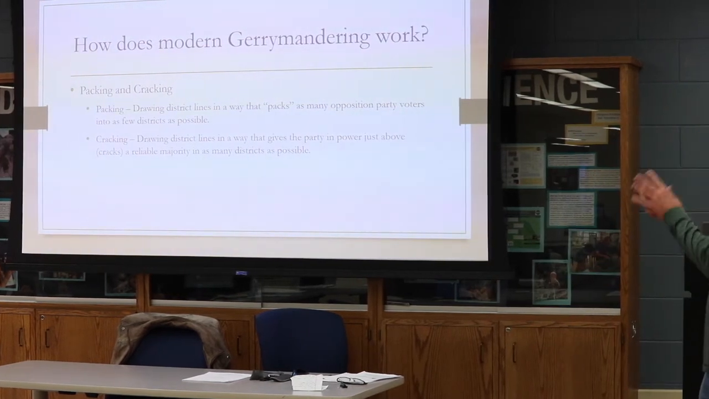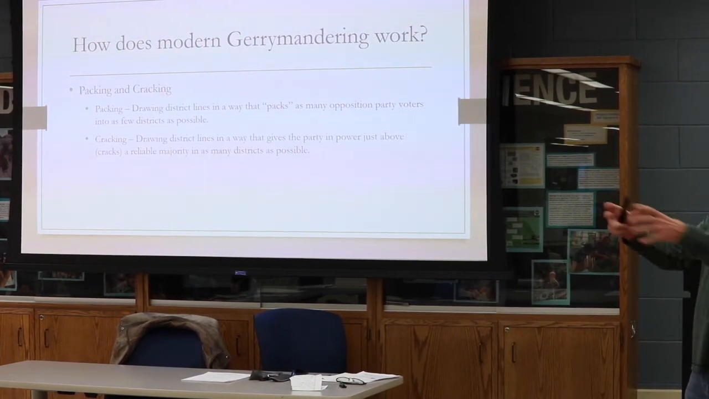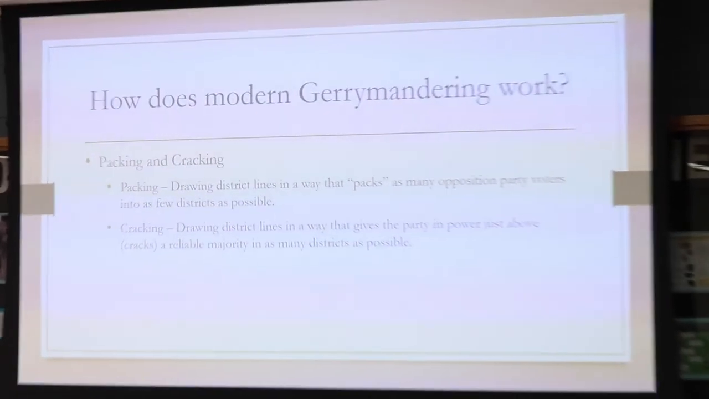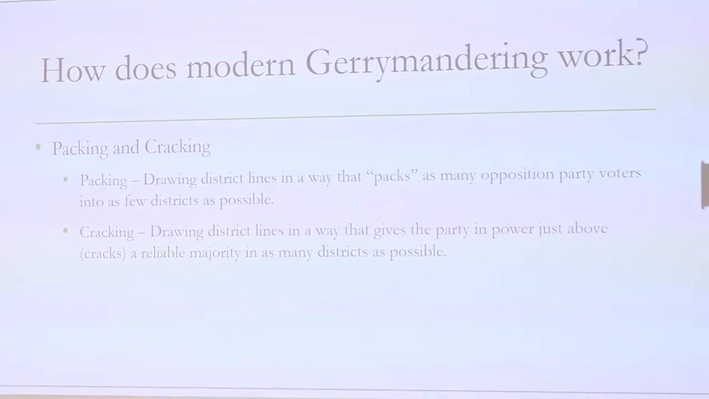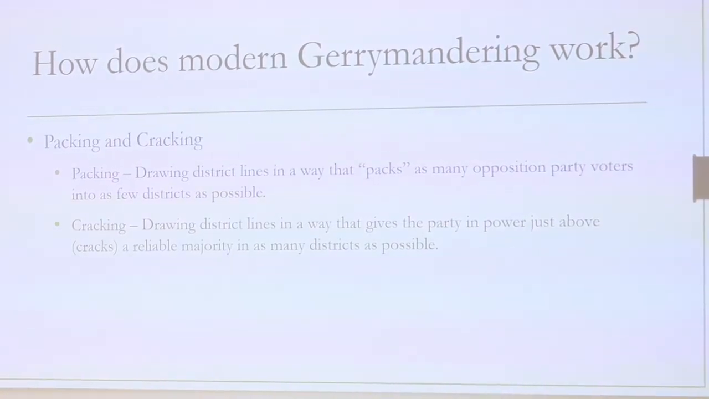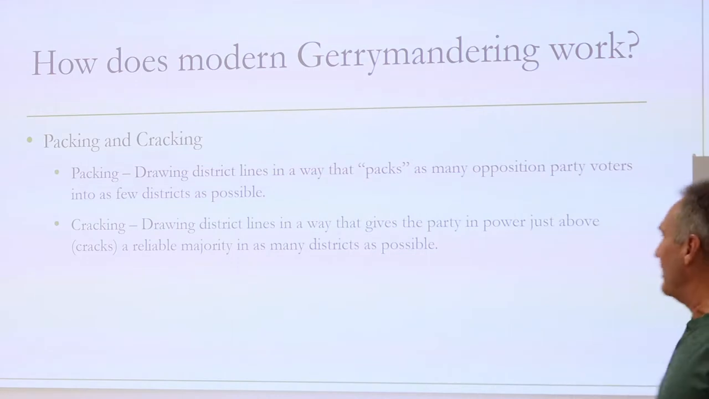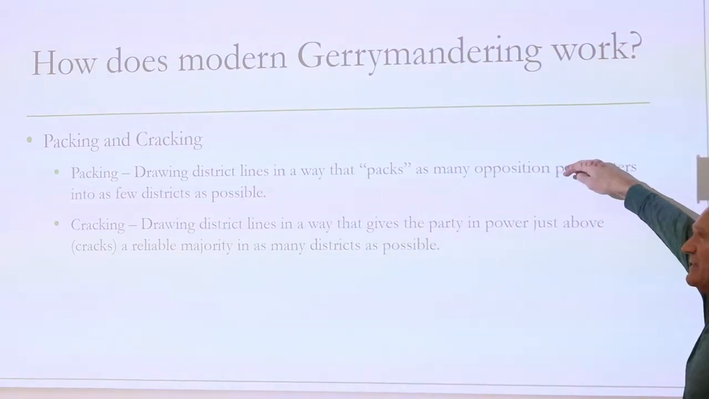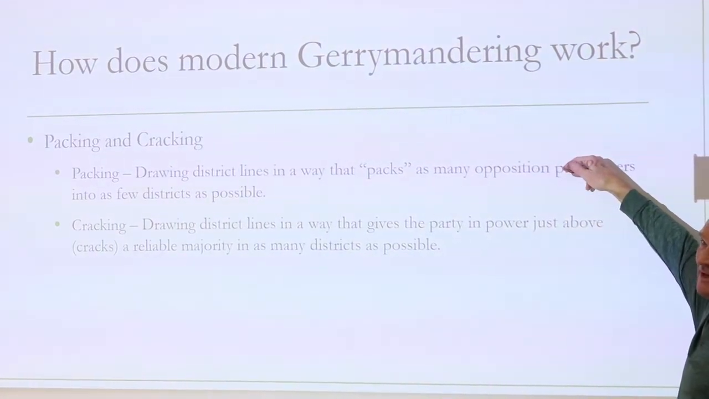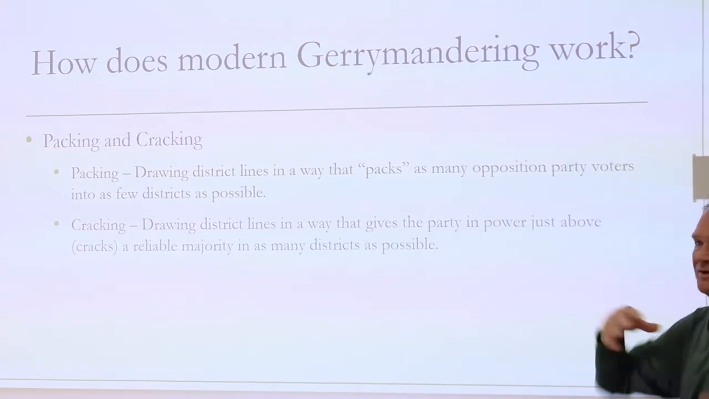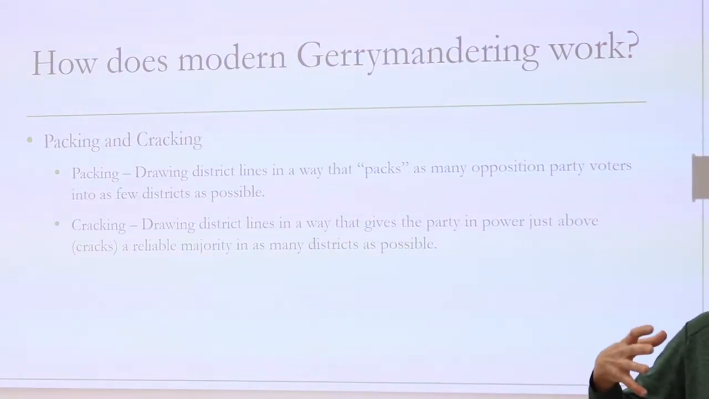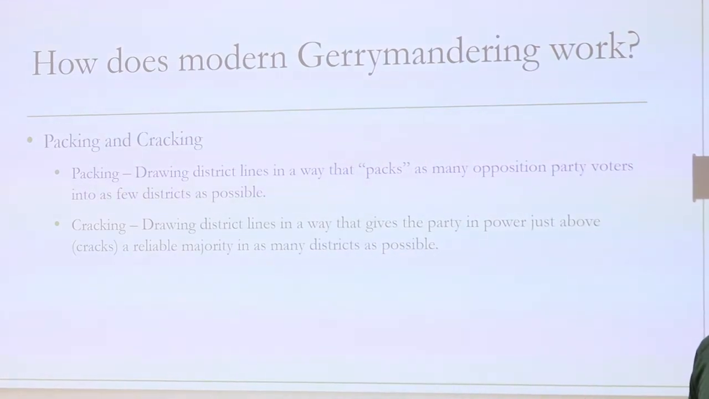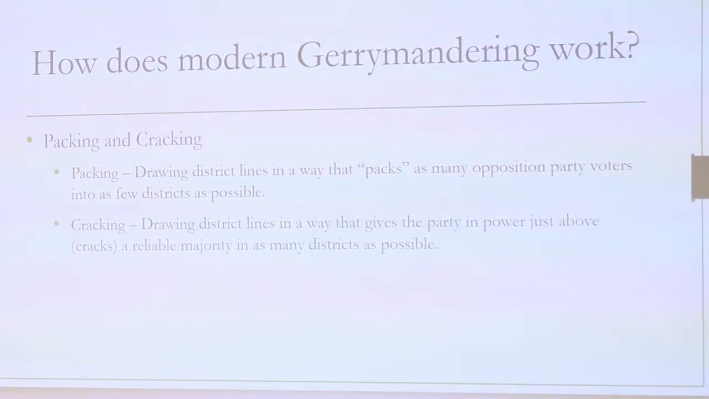So you're packing your opponents into as few districts as possible, which means that they easily win those districts, right? But that's all they win, so they end up having a numeric minority in the overall Congress. And that minimizes the efficiency of each of their votes, whereas cracking, where you're trying to draw districts where your party will get a slight advantage, is going to maximize the efficiency of your own party's votes.